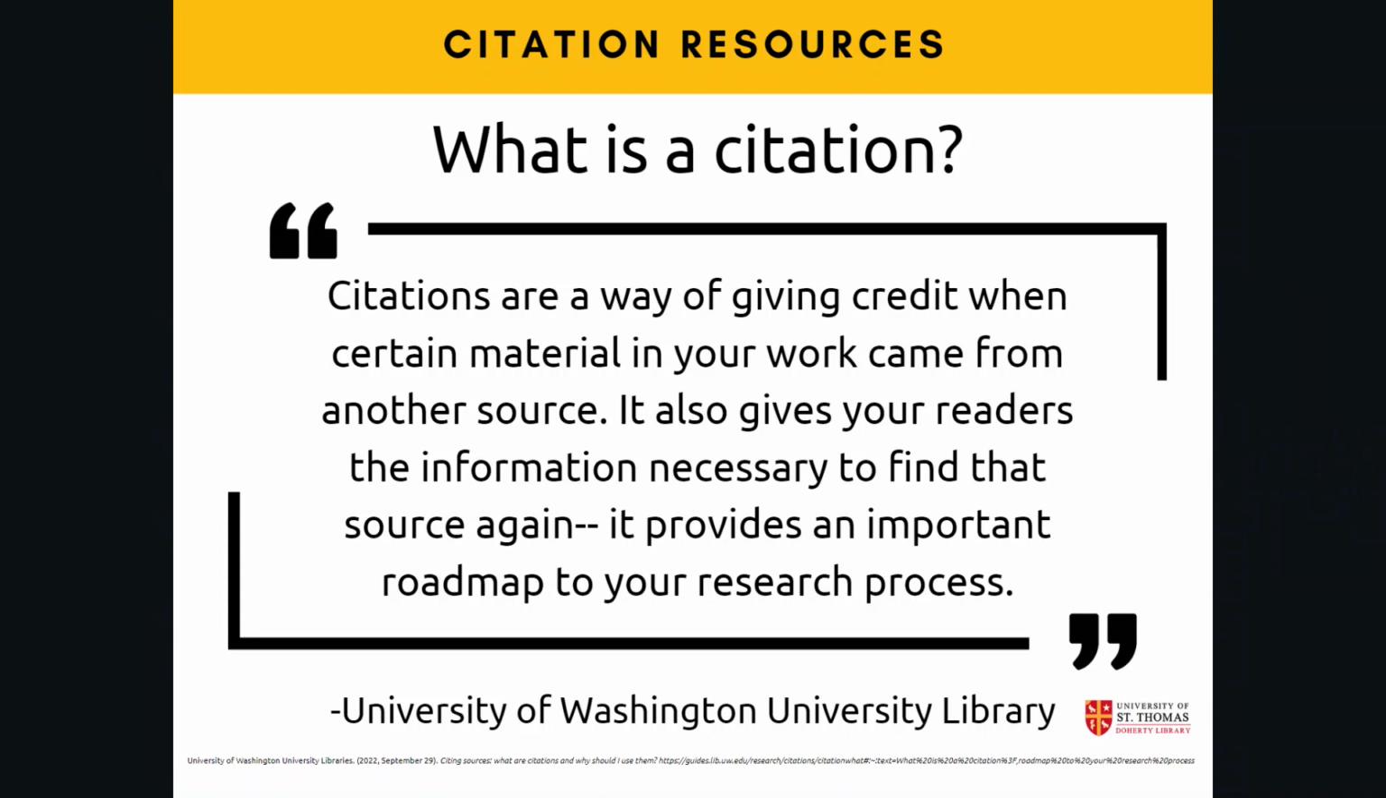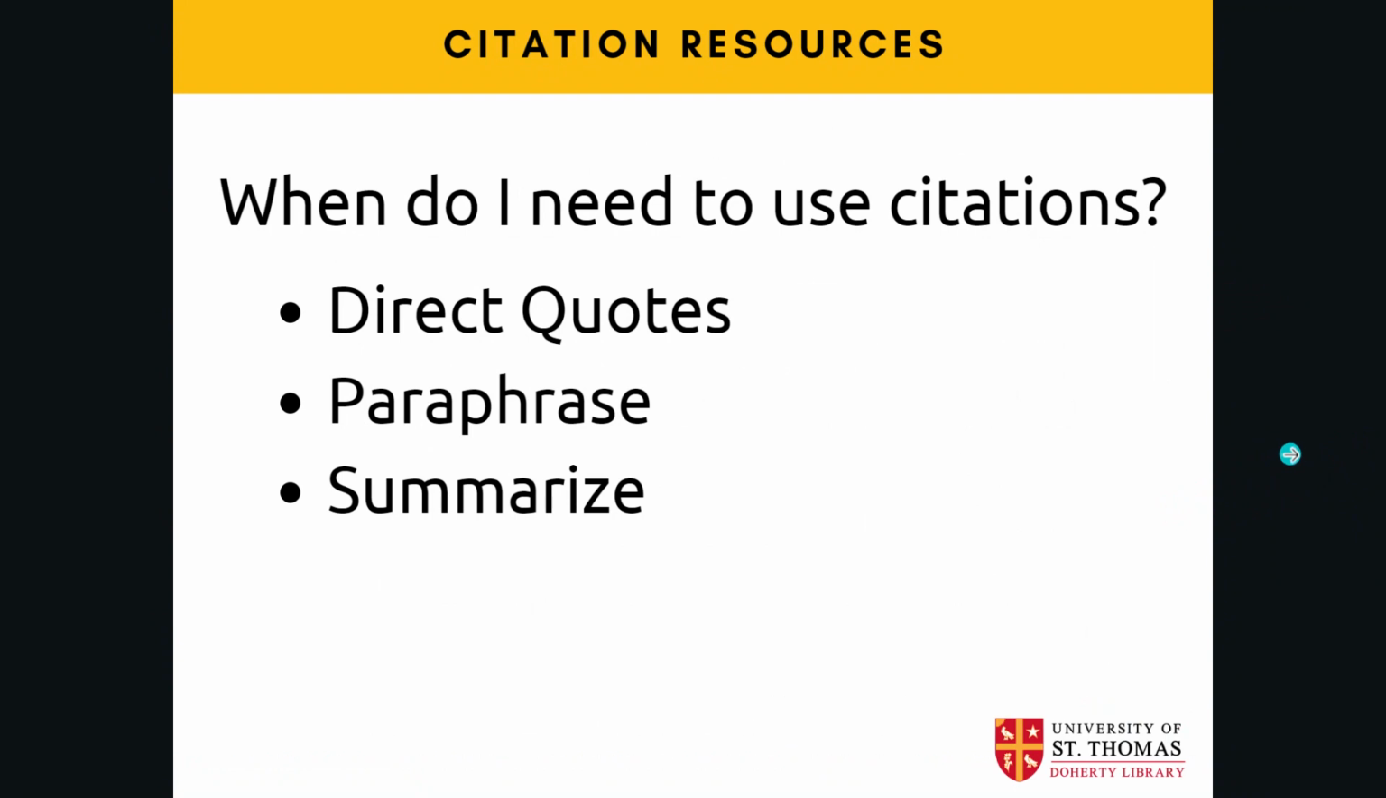So now that we know what a citation is, when do we need to use citations in our research and our papers? You need to use citations in 3 different places. The first is direct quotes. That's when you copy the exact wording from another work and place the information inside your paper. You do this and annotate it by using quotation marks.